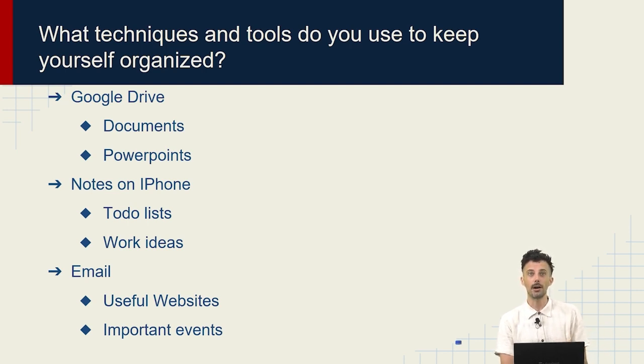For example, I will send an email to myself of useful websites that I would use later, and important events, like if I have a meeting with someone or am trying to plan out a class in the future, like I did with Henry.